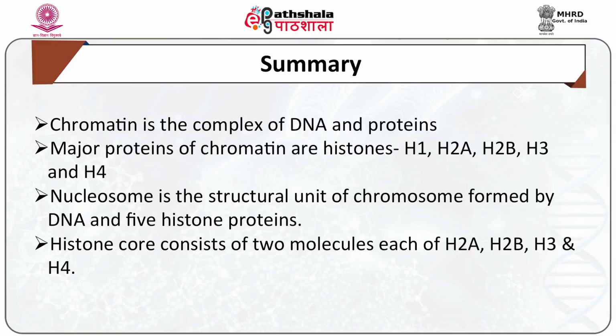Chromatin is the complex of DNA and protein in eukaryotes and results in the formation of the chromosome. Major proteins of the chromatin are histones. There are 5 major types of histone: H1, H2A, H2B, H3 and H4. The nucleosome is the structural unit of the chromosome formed by DNA and histone proteins. One nucleosome has a histone core and about 200 base pairs of DNA.